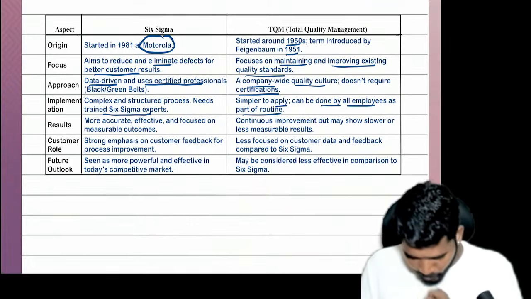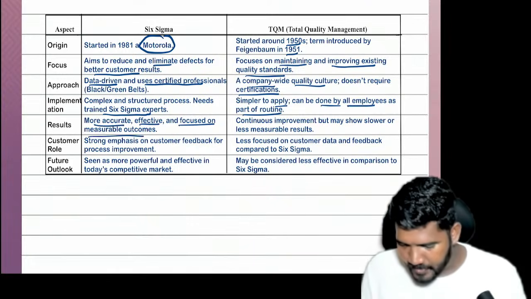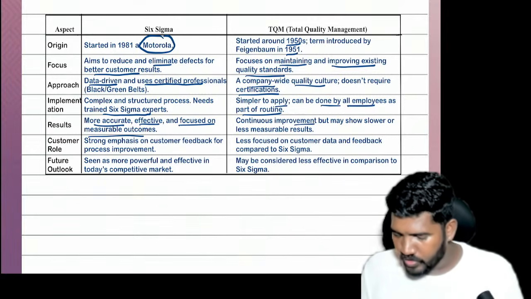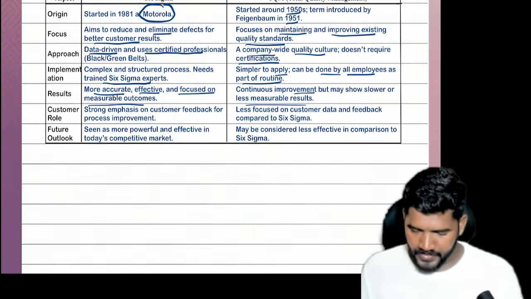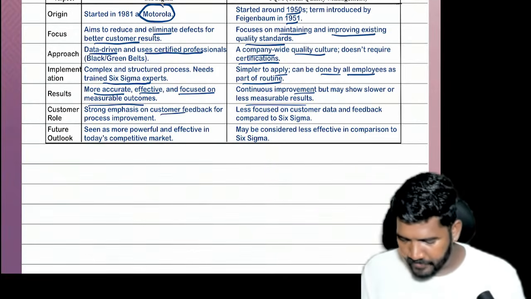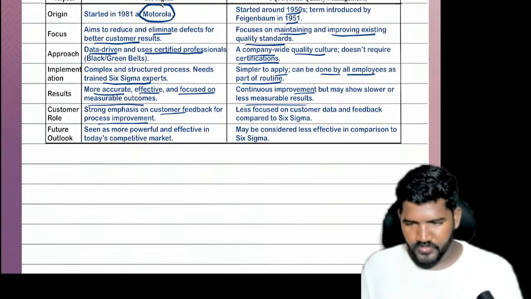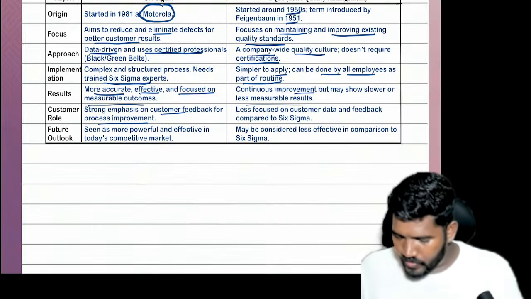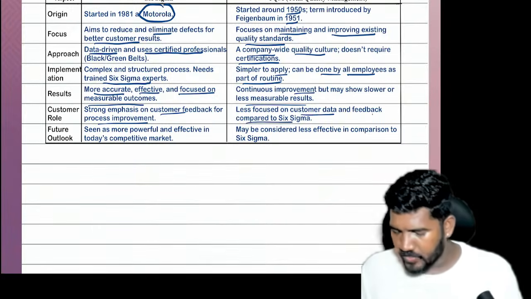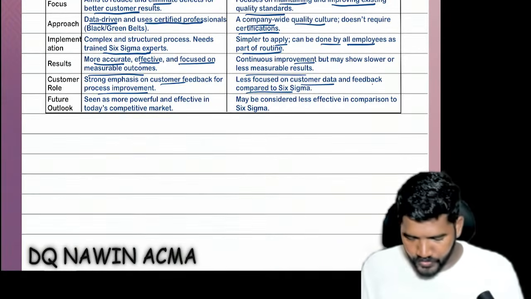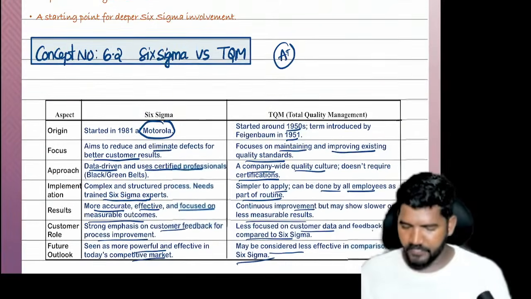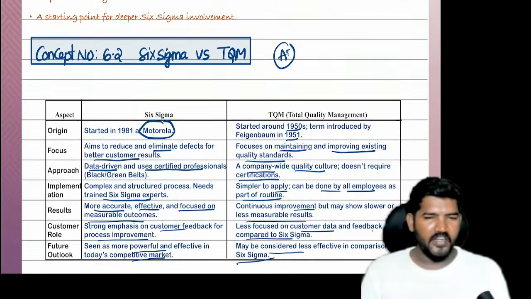Next, Six Sigma is more accurate, effective, and focused on measurable outcomes. Why? Because professionals are doing the work. TQM is continuous improvement, but may show slower or less measurable results. Next, Six Sigma has a strong emphasis on customer feedback for process improvement. Why? Because they are providing quality work, so customer feedback will also be good. TQM is less focused on customer data or feedback compared to Six Sigma. Next, future outlook. Six Sigma is seen as more powerful and effective in today's competitive market, while TQM may be considered less effective in comparison. So these are the differences between Six Sigma and TQM.